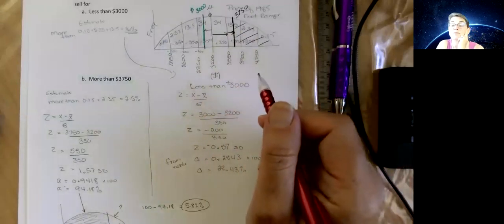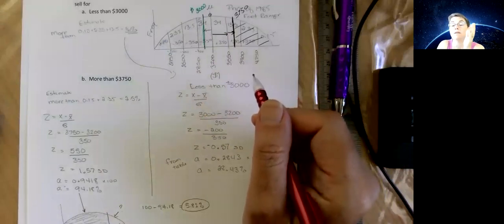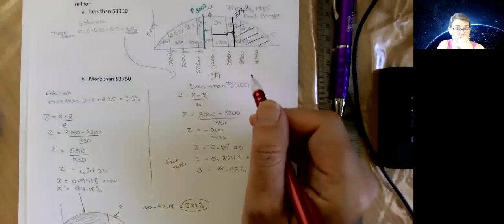And you know what, guys? There's a really good tip. Anytime it's wanting more than a certain value, you are always going to be subtracting to get it.